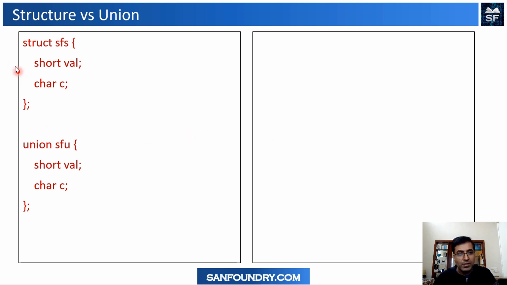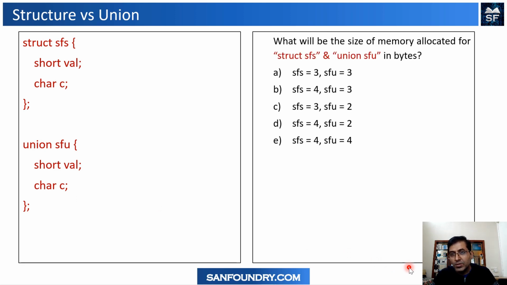Just to distinguish, there is a struct SAN foundry structure with two members, val and c. There is also a union, SAN foundry union, with val and c. Each of them has a data type: short, char, short, char. So a question for all of you: what will be the size of memory allocated for struct SFS and the union SFU, in bytes? Any idea? You have to think for 2 minutes and try to come up with the correct answer.